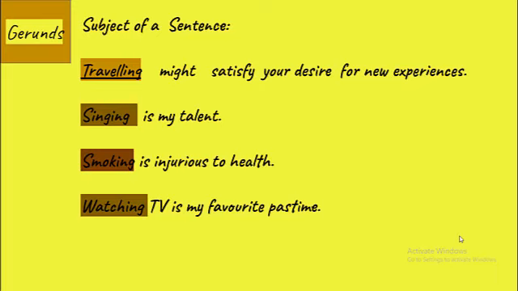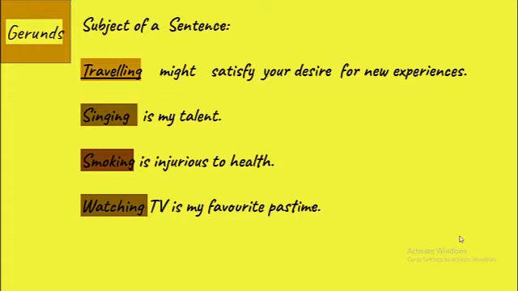Traveling might satisfy your desire for new experiences. Do you think you are traveling here, or someone is traveling here? Of course not. Traveling by itself has been used as a subject. Singing is my talent. Who is singing? Are you singing? Is there someone singing? Of course not. So singing again has been used as a subject of a sentence.